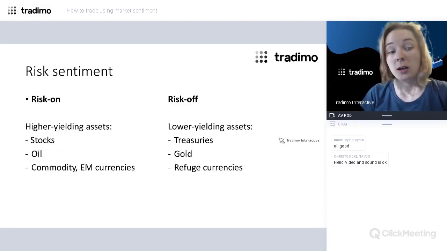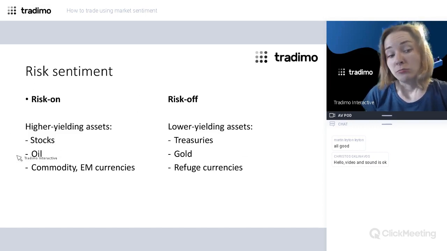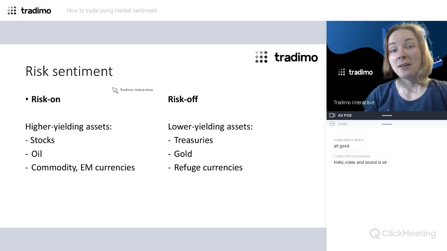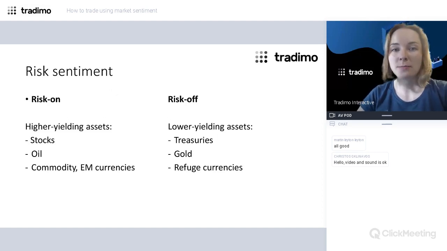So I think that everyone is more or less familiar with this thing, but we just go through it to remind you about this. So risk sentiment is a part of market sentiment. It is natural because risk is one of the main conditions and characteristics of the market. We know that the higher the yield, the bigger the risk, and vice versa. This is how the market works.